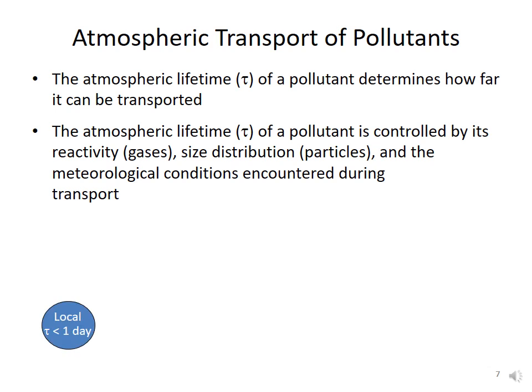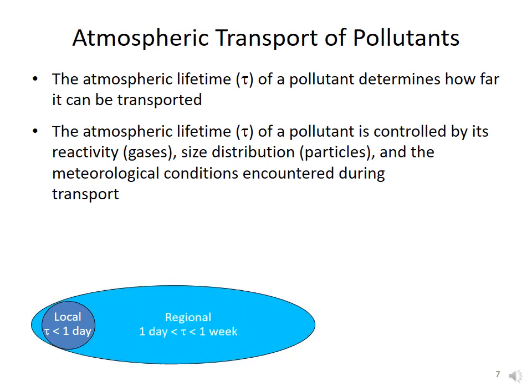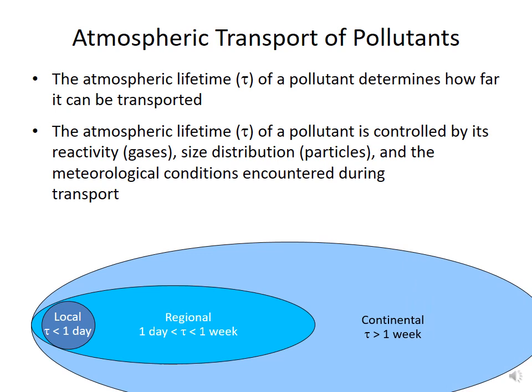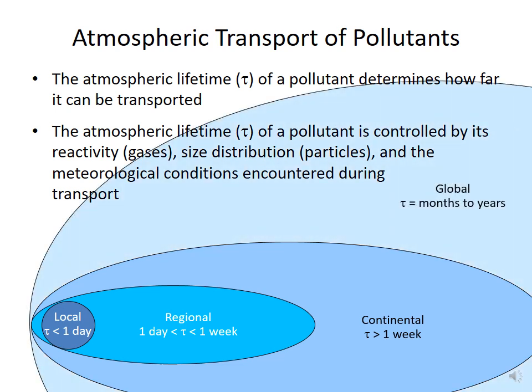So if a gas or particle has a lifetime of less than 1 day, it's primarily going to be a local pollution problem. If it has lifetimes between 1 day and 1 week, it's going to be a regional problem. If it has lifetimes greater than 1 week, it'll be spread to the continental scale. And if it has a lifetime of months to years, it'll be spread on a global scale. And in order to become well mixed in the atmosphere, it basically needs to have a lifetime of decades.